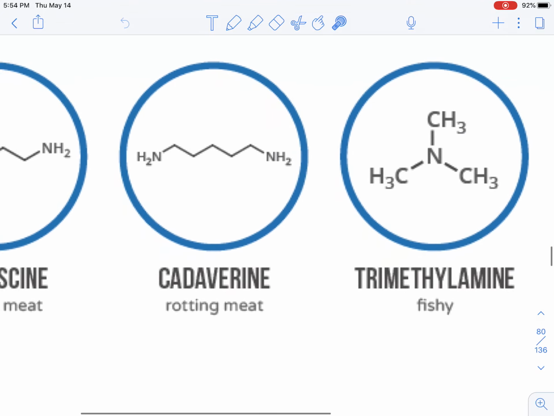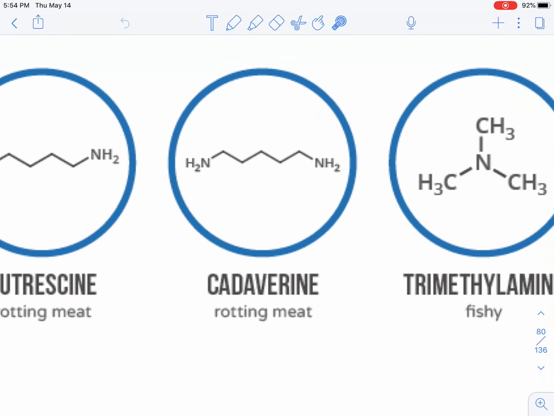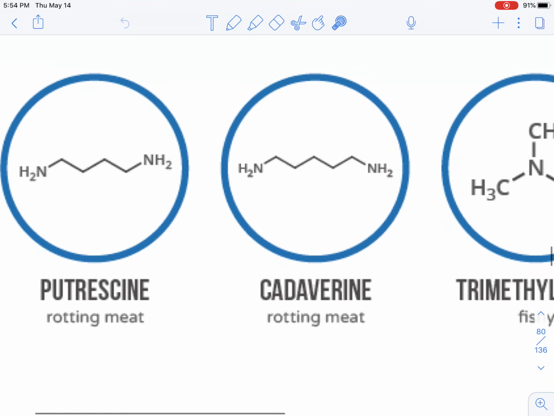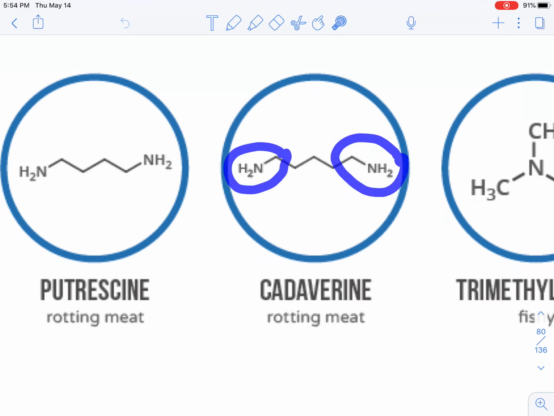And so here we have cadaverine, and that's also one of the foul odors that's coming off of rotting meat. And so cadaverine has 1, 2, 3, 4, 5 carbons. Putrescine has 1, 2, 3, 4 carbons. And if you look at the amine functional group for cadaverine, notice that we have a primary amine on both ends.